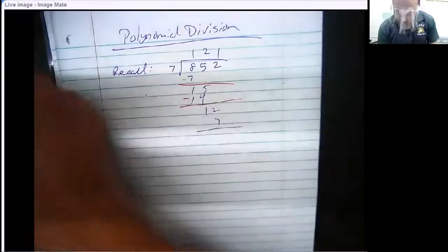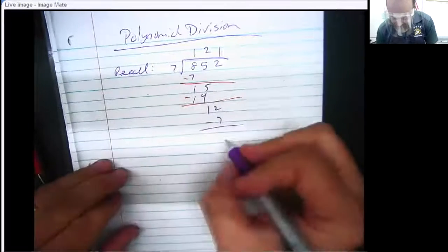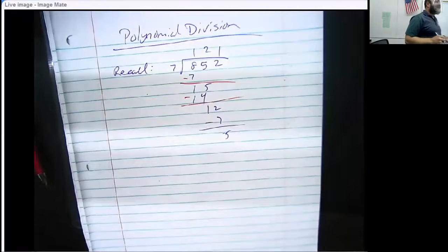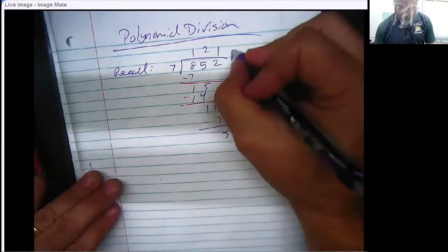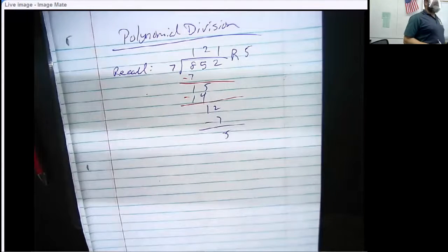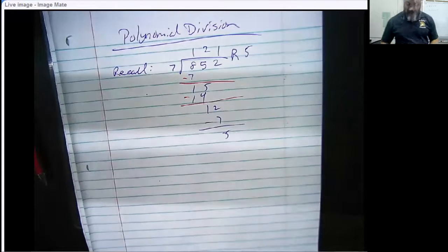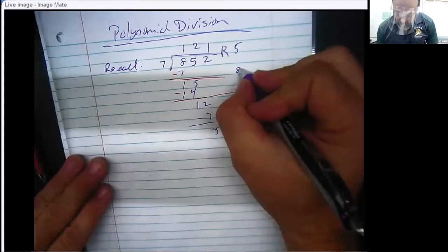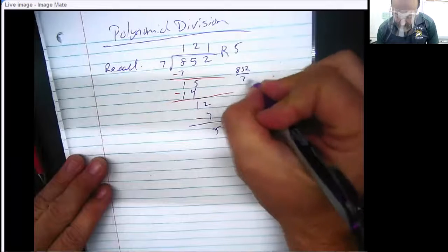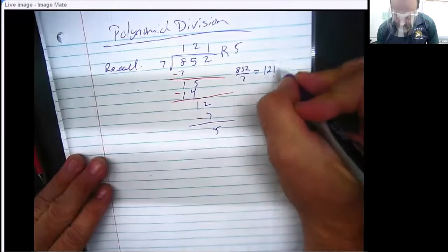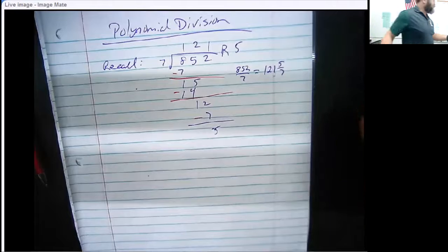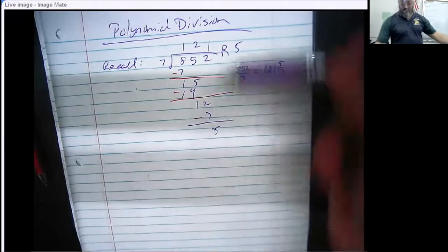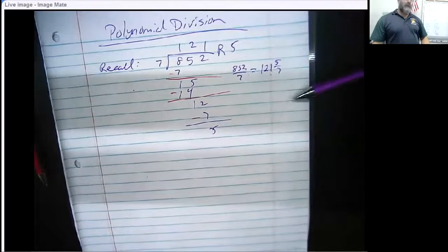7. And then what, do you guys remember what you did with this last little piece right here? Yeah, a remainder. We'd write R5. Now, when you got a little bit older, what your teacher would have told you is that means 852 divided by 7 is 121 5/7. Because that's what that is, isn't it? I got 121 of them, but I got 5 extras over here, so that's 5/7.